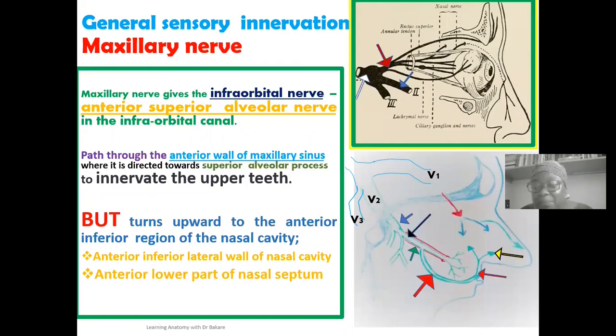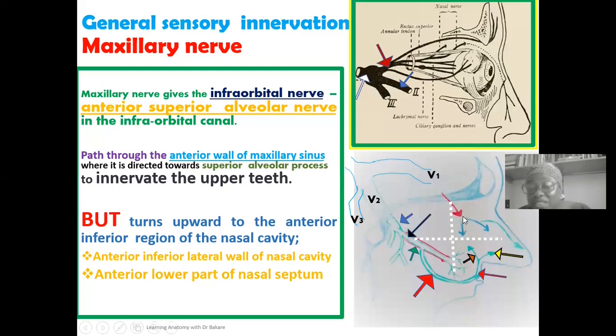giving off a septal branch, and this is the septal branch here, where it supplies the anterior inferior part of the nasal septum. So you can see that if you try to divide the nasal cavity into 4 quadrants, you have the anterior quadrant here at the front, and you have the posterior quadrant here behind. In the anterior quadrant, you have the anterior upper quadrant and the anterior lower quadrant.